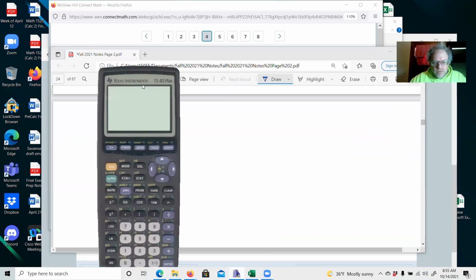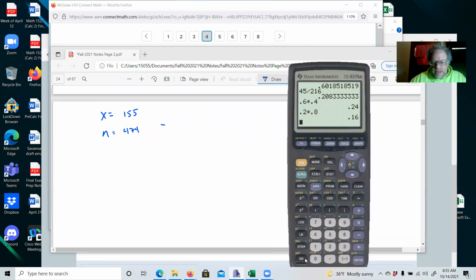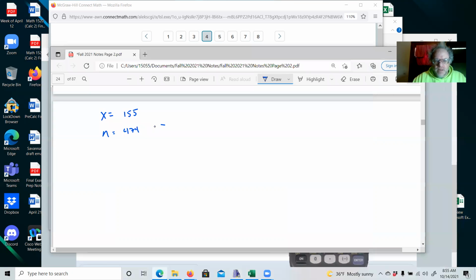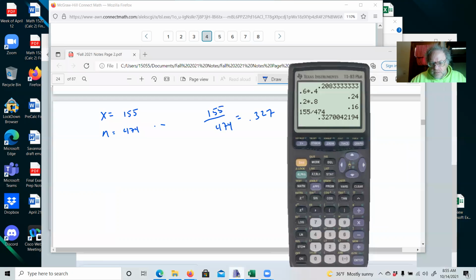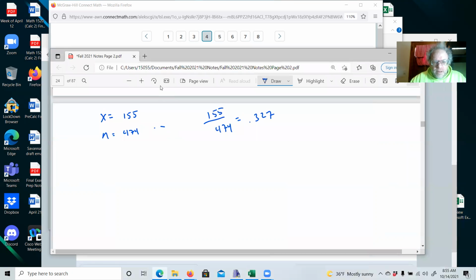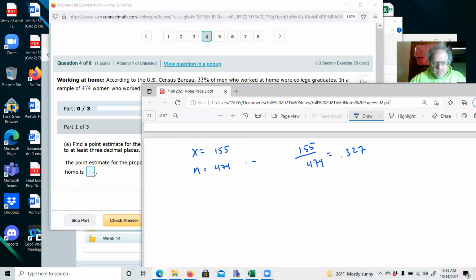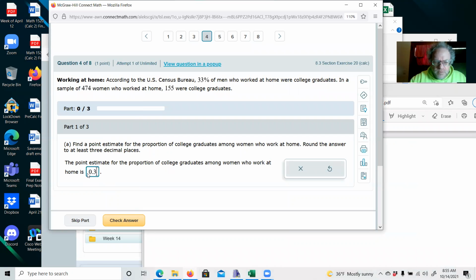So we'll say 155 divided by 474. That was 0.327. So we're going to type this in, 0.327. How many decimal places do they want? 3. Okay.